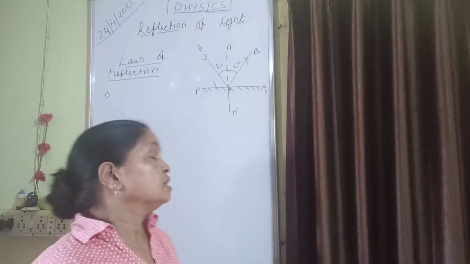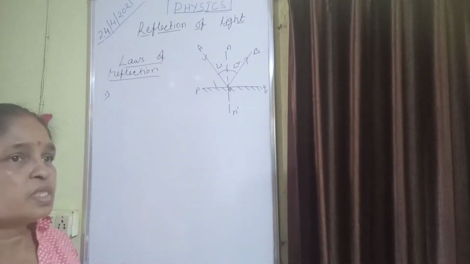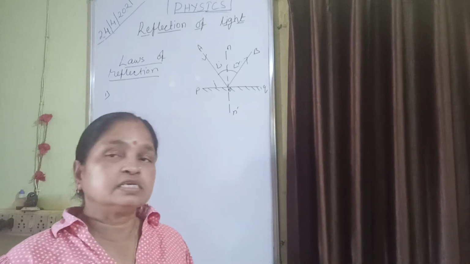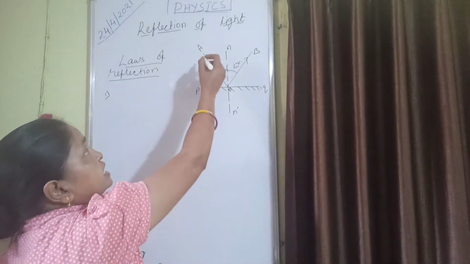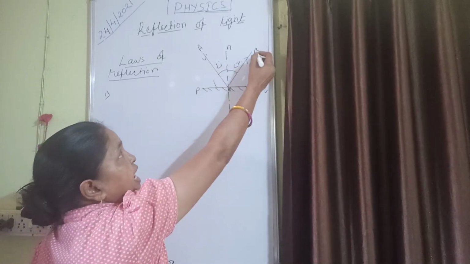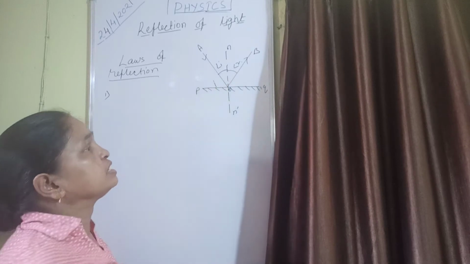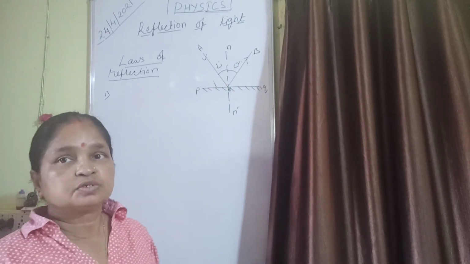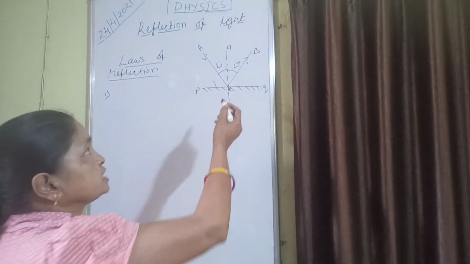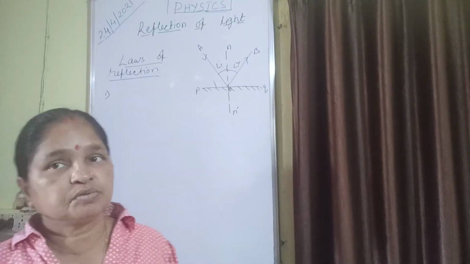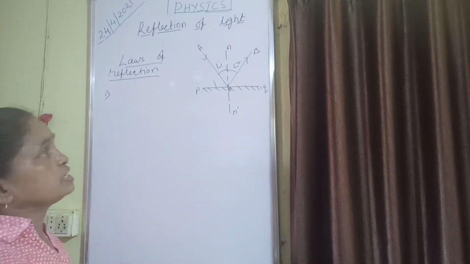So students, what is reflection? Reflection is the phenomenon in which light bounces back in the same medium as there was the incident ray. So when this reflected ray enters our eyes, we are able to see the object. What are the laws of reflection?